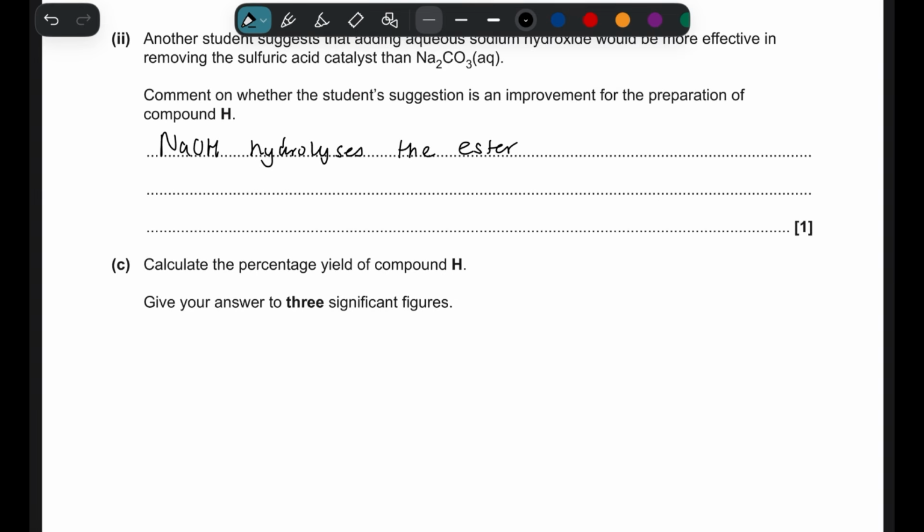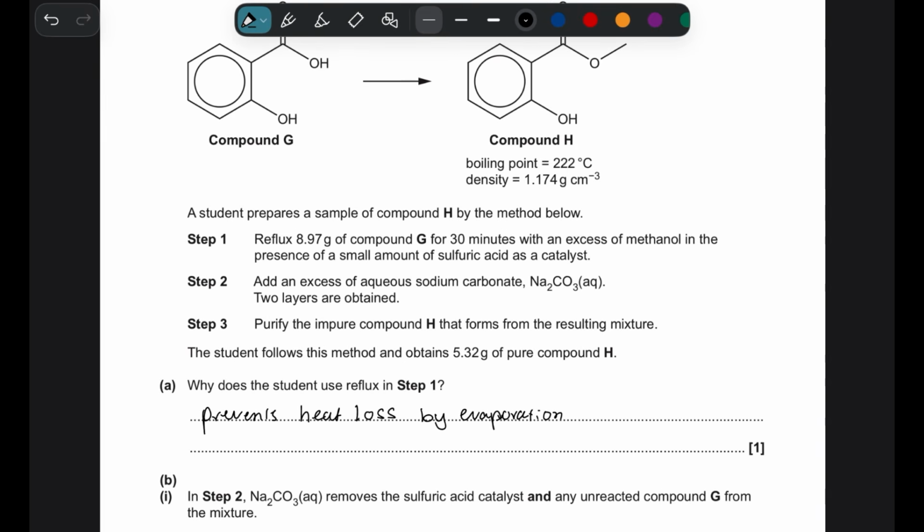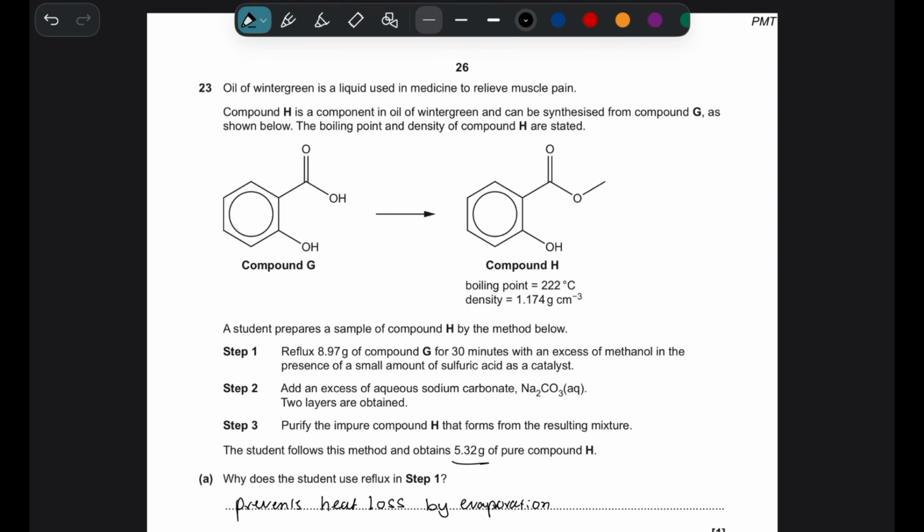And then now we've got to calculate the percentage yield of compound H. So first of all, let's quickly see what the actual yield is. The yield is 5.32. What we're going to need to do is find the molar mass of compound G. When I have that, I can then find the expected, or theoretical, yield of compound H. So that's what we're going to do.